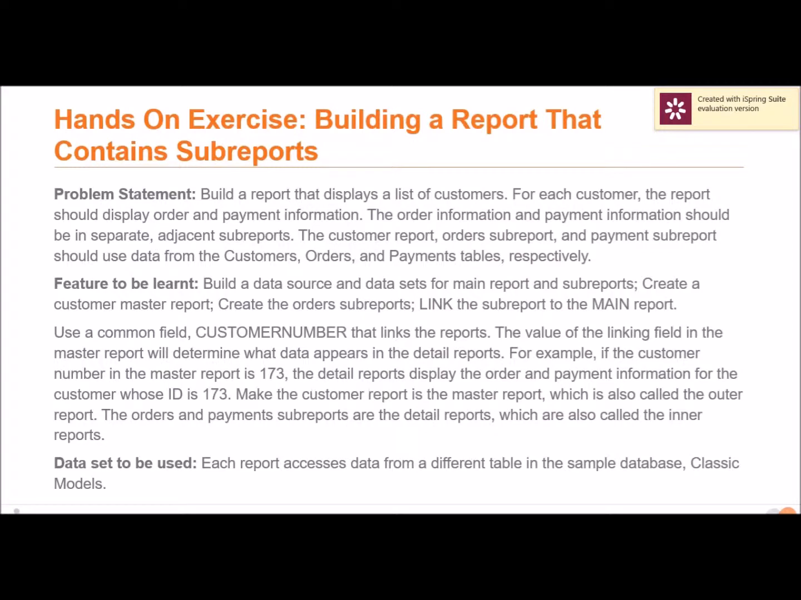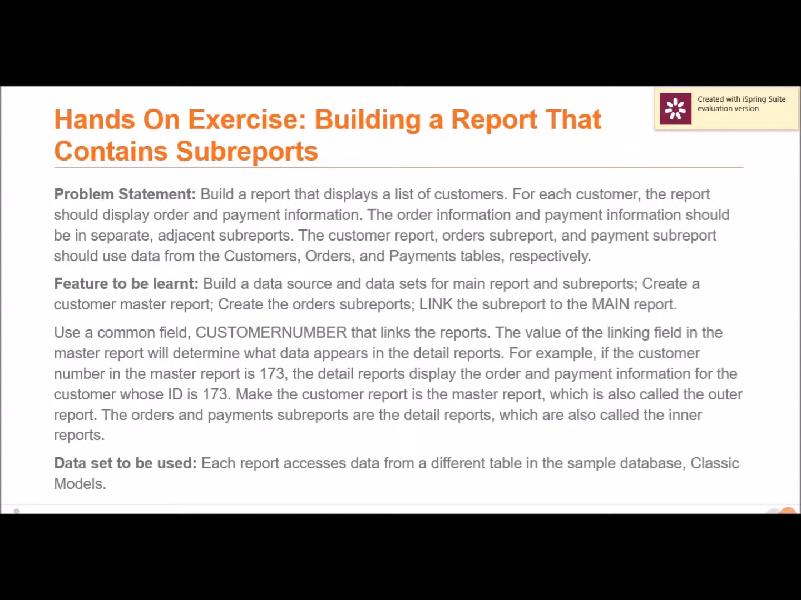You're going to use one common field like customer number that links to reports. Remember when I was explaining how you join, and I use this customer number to link the reports. The value of the linking field in the master report will determine how data appears in the detail. So you have one master report, and then you have other ones that are linked to that one. For example, if the customer number in the master report is 173, the detailed reports display the order and payment information for the customer whose ID is 173.